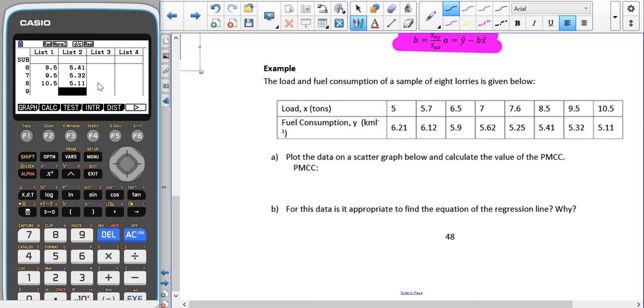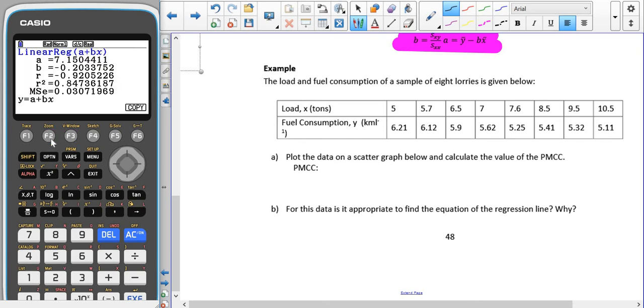Just quickly double checking that I've typed the data in correctly. Remember that you should always do this after typing something in your calculator because you are just going to get the value straight from the calculator. Calc, reg, x, a plus bx.